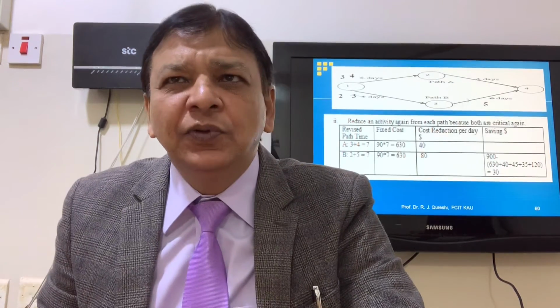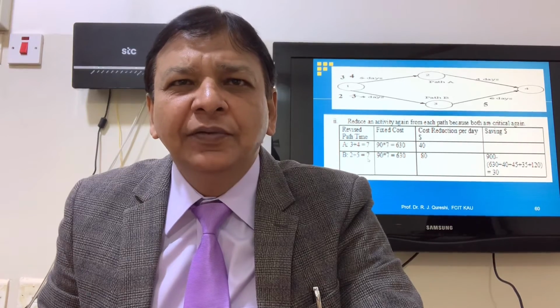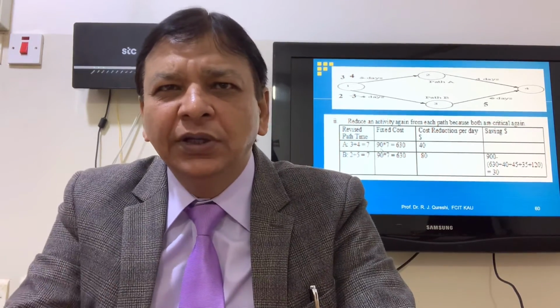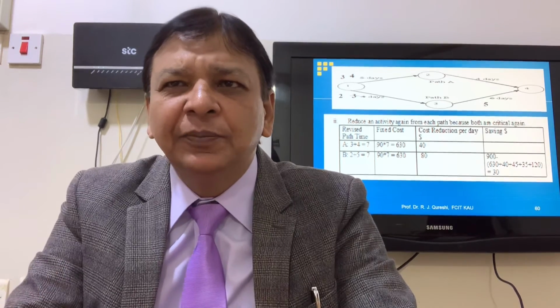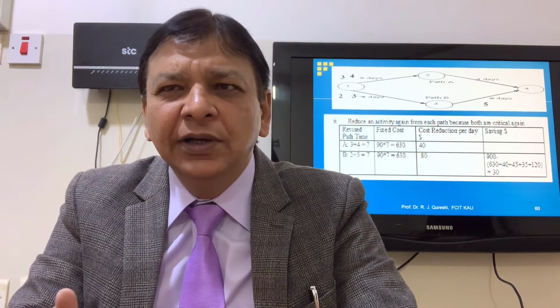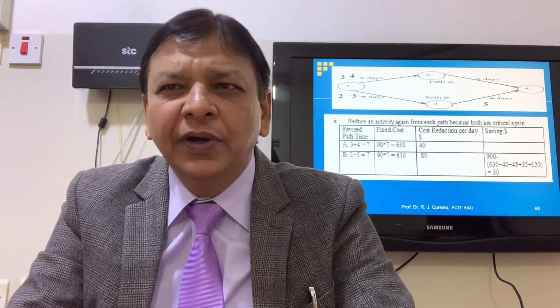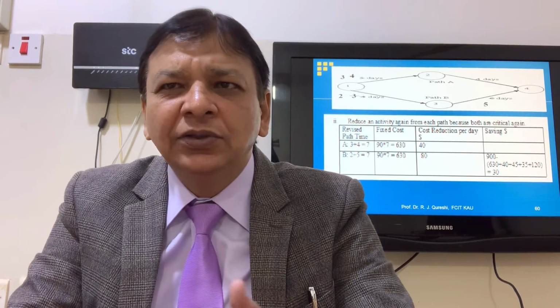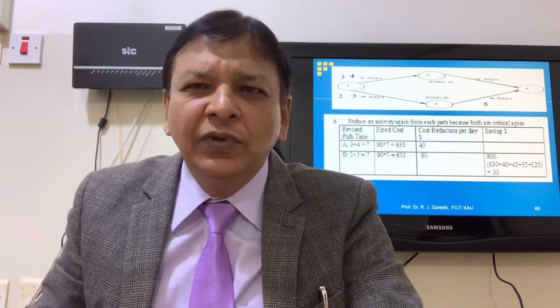So 3 plus 4, 7. 2 plus 5, 7. 90 into 7, 630. Cost reduction 40 for the path A, 80 for the path B. Saving: 900 minus 630 plus 40 plus 45 plus 35 plus 120, 40 plus 80. So $30 is the saving. Now we go back to our table.